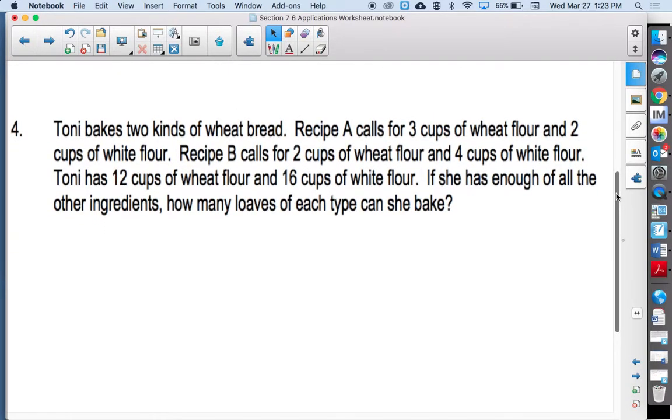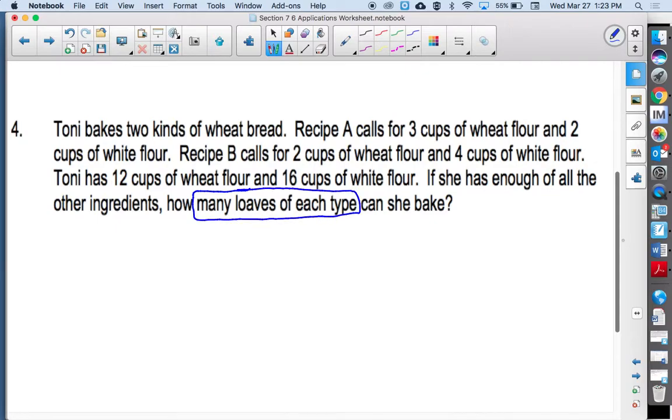Recipe A calls for 3 cups of wheat, 2 cups of white flour. Recipe B calls for 2 cups of wheat and 4 cups of white flour. She has 12 cups of wheat flour and 16 cups of white flour. So clearly she already has everything measured and she knows how much she's got to work with. If she has enough of all the other ingredients, how many loaves of each type can be baked? So how many loaves of each type?